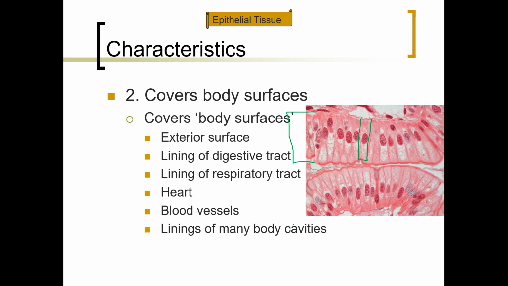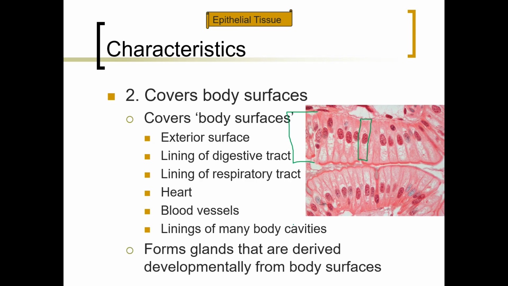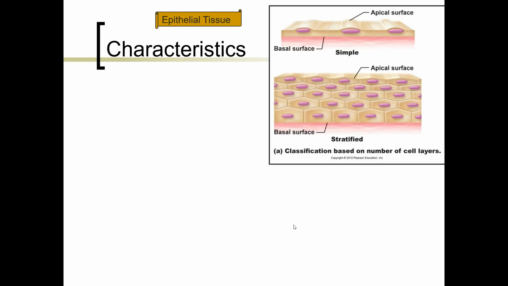So again, like we said, it covers body surfaces. It's going to line the inside of the digestive tract, which is an open, hollow organ system. It's going to line the inside of the respiratory tract, another open, hollow organ system. It's going to line the inside of the heart. We saw that in a previous slide. It's going to be the inside lining of blood vessels and other body cavities. And again, like we said, it's also going to form those glands as well.